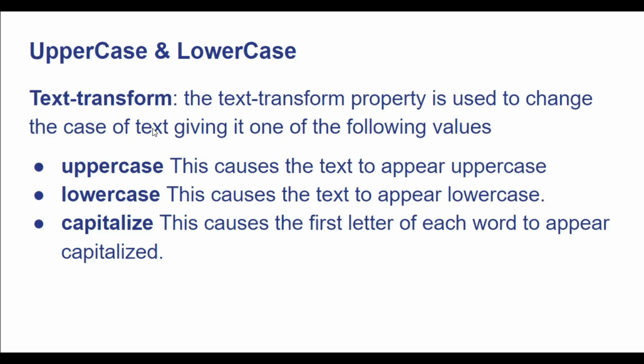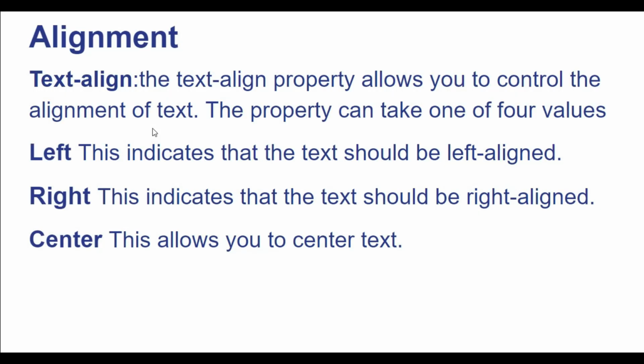So the next part we'll be looking into now is alignment. The text-align property allows you to control the alignment of text. The property can take one of these values: left, right, or center. The left indicates that the text should be left aligned, the right should be aligned to the right, and the center brings your text towards the center. Let's see how this works out.